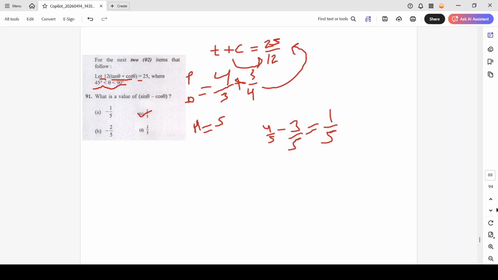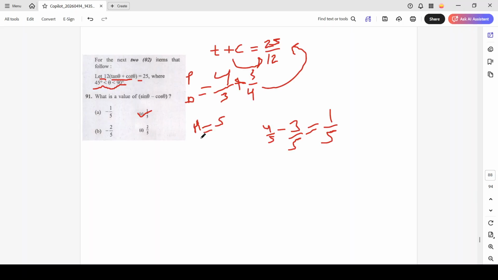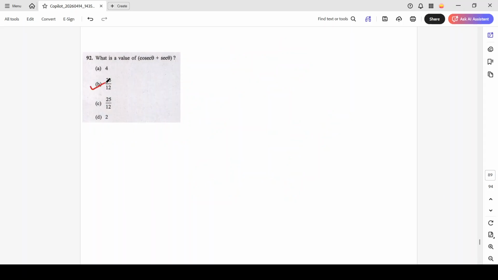Okay. Now moving on to the next. What is cosec theta plus sec theta? This is asking cosec theta. What is cosec theta? Cosec theta will be hypotenuse 5 upon 4 perpendicular, plus 5 upon 3, sec theta, hypotenuse upon base. Now if we just calculate it, 5 3 is 15, 4 5 is 20, 20 and 15 is what? 35 upon 12. Okay. This is the answer for our question, 35 upon 12.